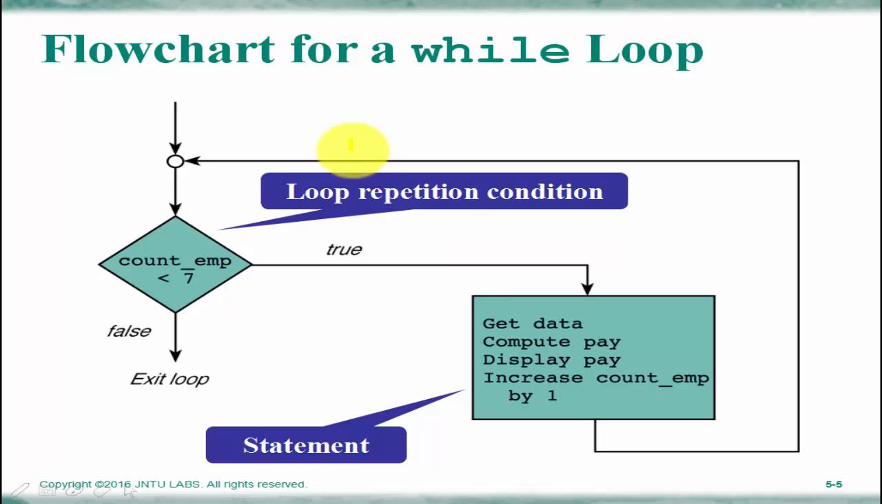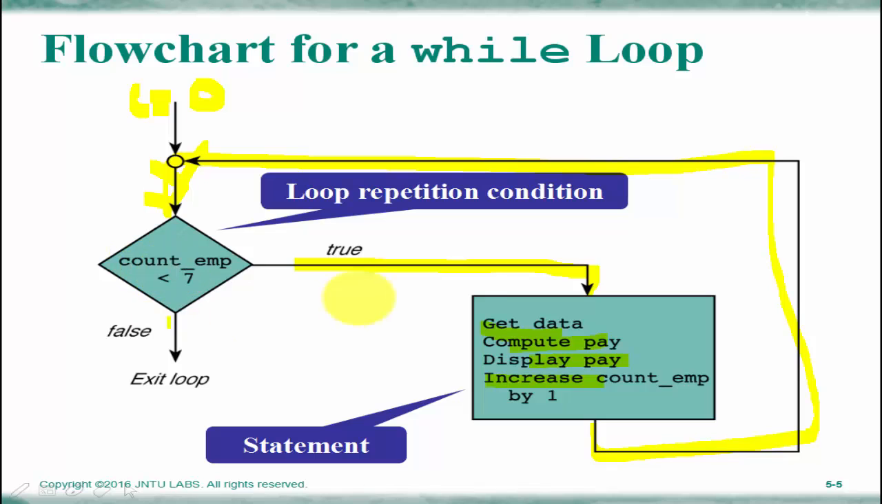Let us see the flowchart. The flowchart looks like this. We have initialized employee equals to 0. It will check 0 is less than 7. It is true, so it will execute these statements: get the data, compute the pay value, and display the pay. Then increment it, and the loop goes back and checks the condition again.